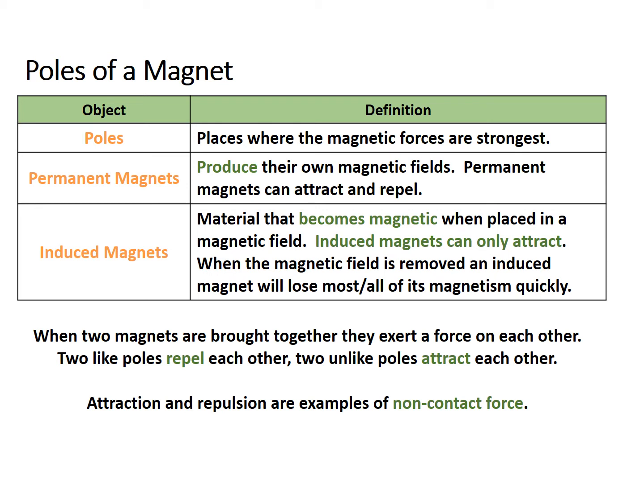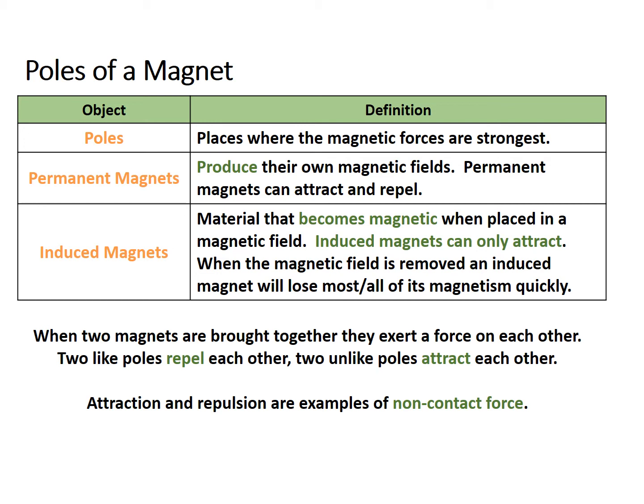Now the difference between an induced magnet and a permanent magnet is as soon as you move the magnet away from the induced magnet, it ceases to be a magnet anymore, so it loses all its magnetic properties. The magnetic property of an induced magnet is it can always attract. They don't repel, so just be aware of that. That's the difference between a permanent magnet and an induced magnet. A permanent magnet will attract and repel, and an induced magnet will only attract.